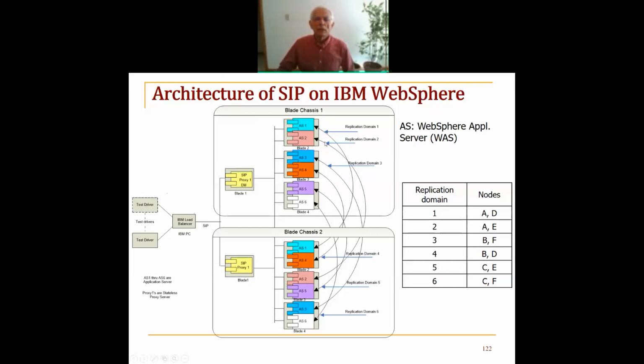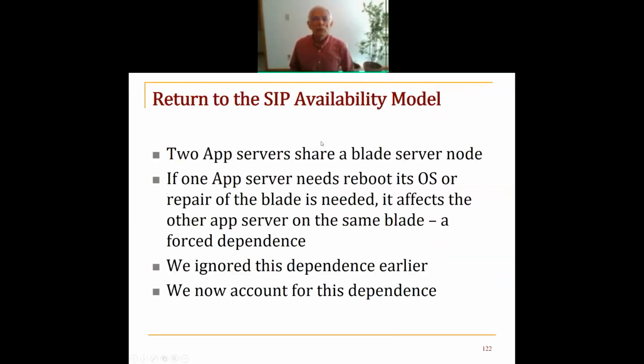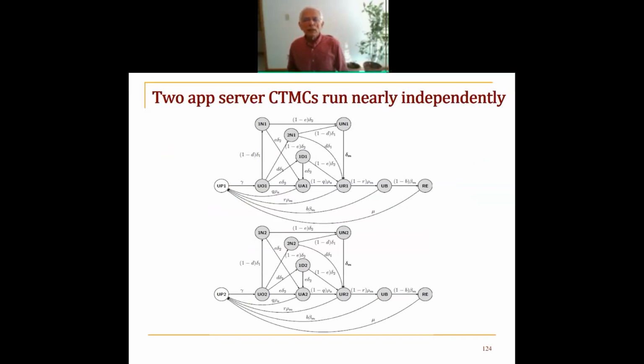So why is there this dependence? Well, multiple things. Two app servers share a blade server node. If one app server needs to reboot its operating system, or repair of the blade is needed, it affects the other app server on the same blade. This is a forced dependence. We ignored this dependence earlier, and to account for it, what do we need to do? So these are the two Markov models of the two app servers that we have used so far.